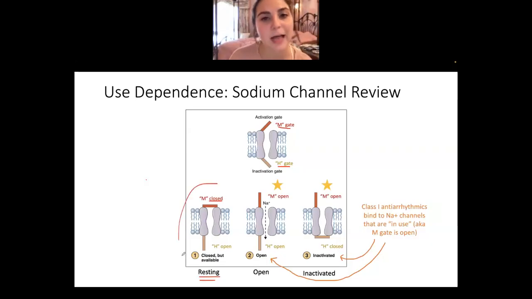And we'll talk about it when we get to class 3s, but the class 3s bind potassium channels that are resting. The class 1s bind to sodium channels that are open or inactivated. All that means is that the M gate is open. It doesn't matter what's happening with the H gate. If it's open or inactivated, the class 1s can bind to these sodium channels. It knows that this is now a channel that it can bind to. It doesn't matter what's happening with the inactivation gate because they're open or they're inactivated.